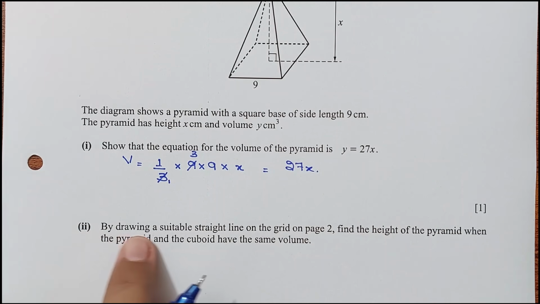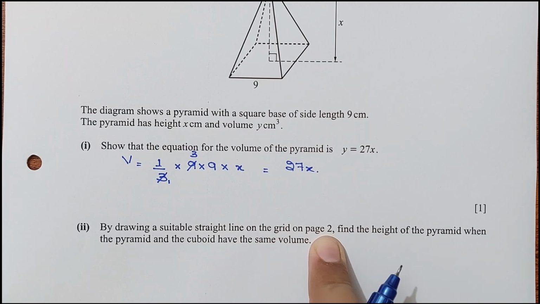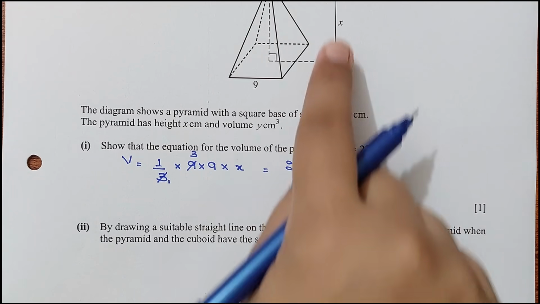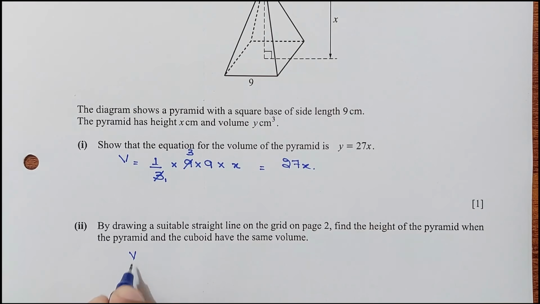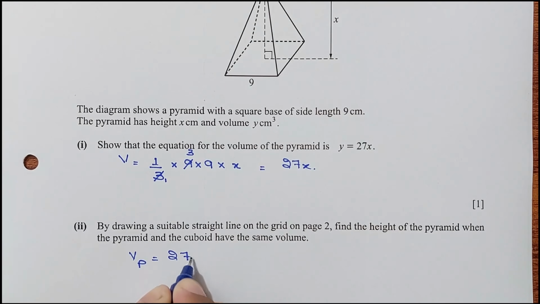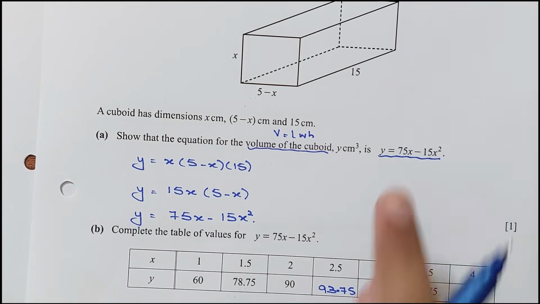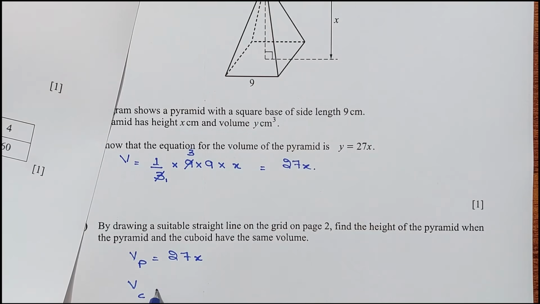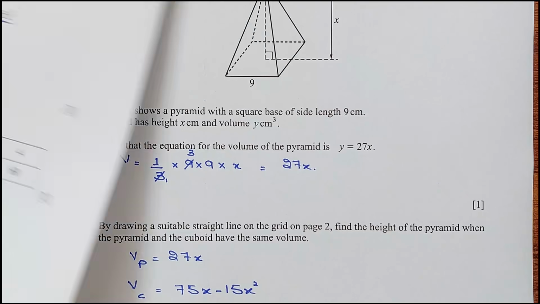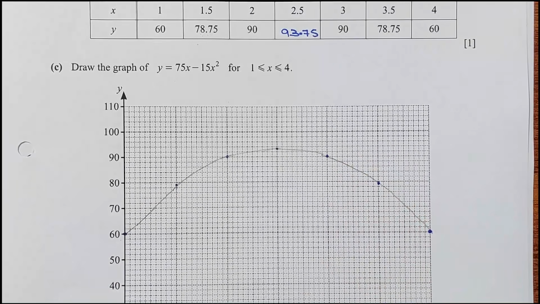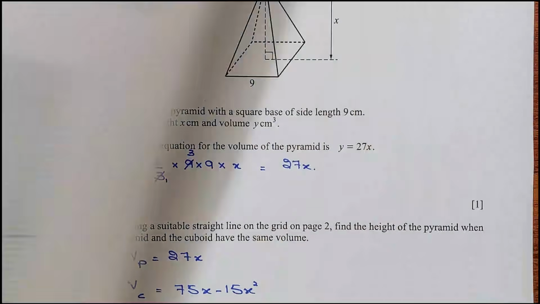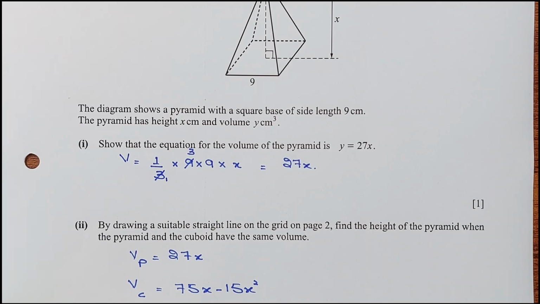Now for the second part, by drawing a suitable straight line on the grid on page 2, find the height of the pyramid. X is the height of the pyramid when the pyramid and the cuboid have the same volume. So volume of the pyramid is 27x and the volume of the cuboid is 75x minus 15x square. Okay, so on the grid we already have the graph for 75x minus 15x square. Let me draw the suitable line for 27x, right?